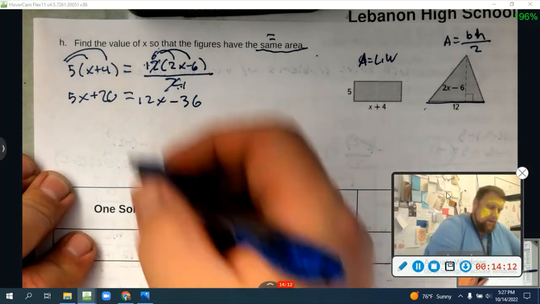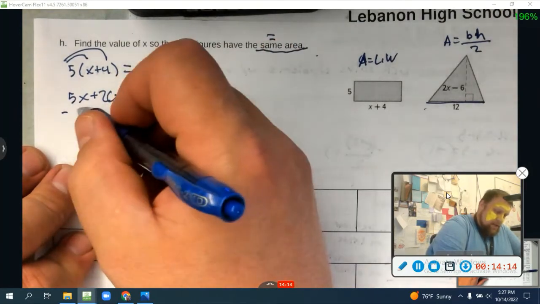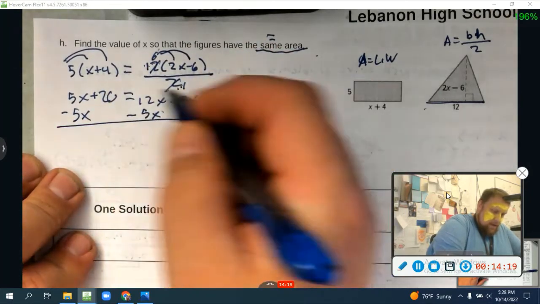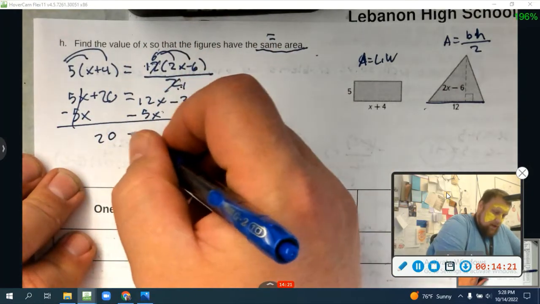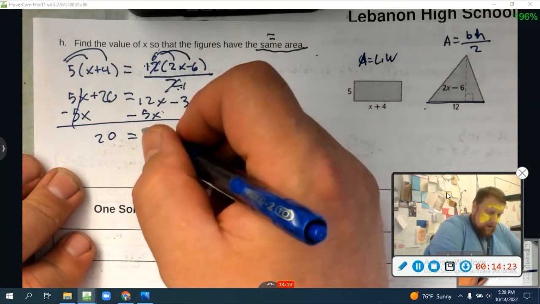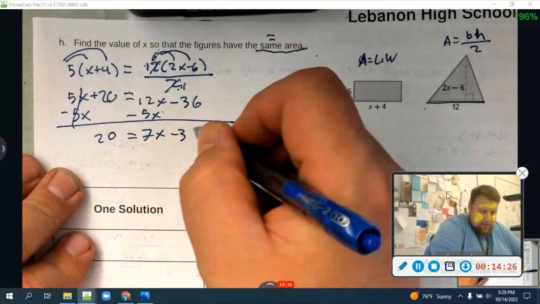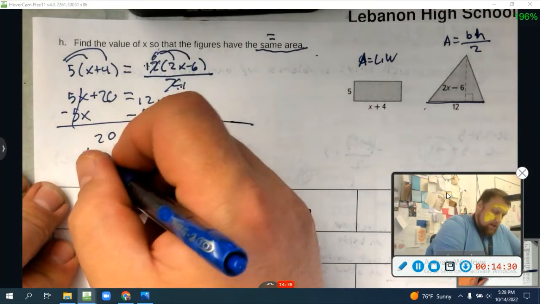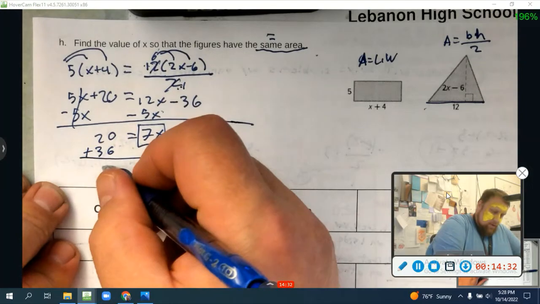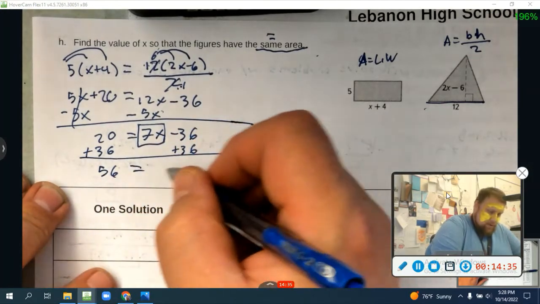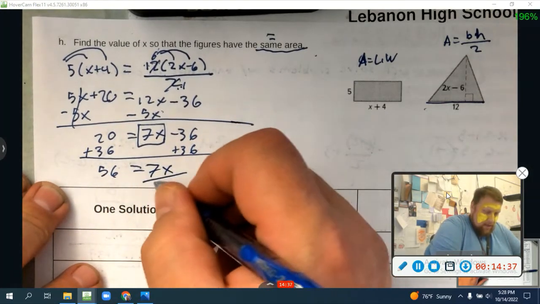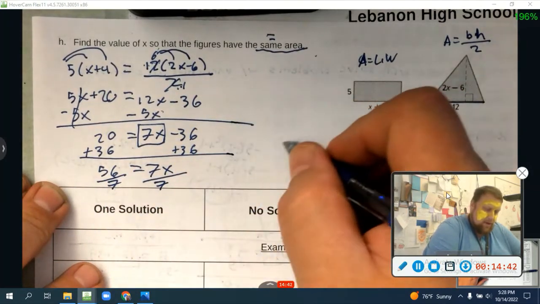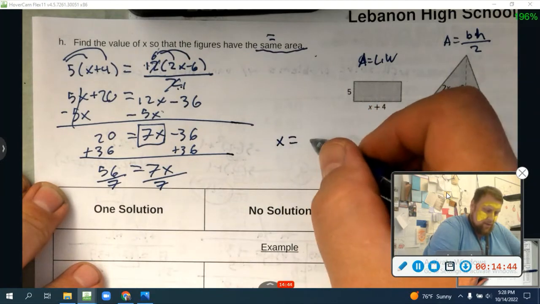All right, let's do this. Get the variables. I'm going to put them on the right side this time to keep them positive. Minus 5x, minus 5x. Now we have, that's gone, 20 equals, 12 minus 5 is 7x minus 36. I want to keep that there, so add 36 to both sides. We get 56 equals 7x. Divided by 7. 7 goes into 56 8 times. So now I know that x equals 8.